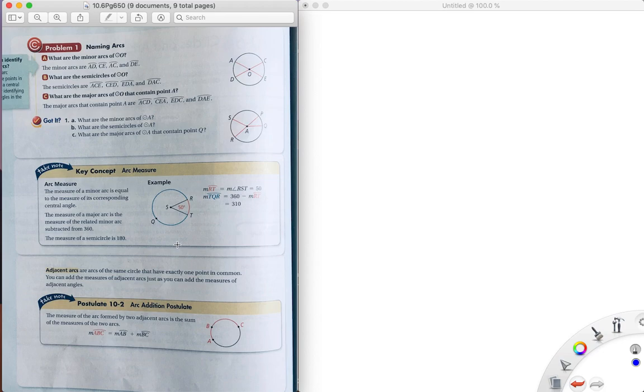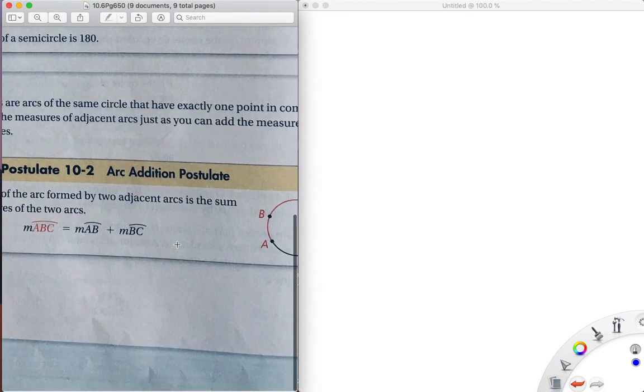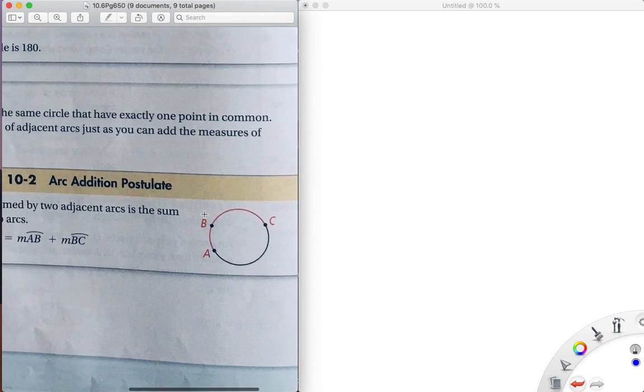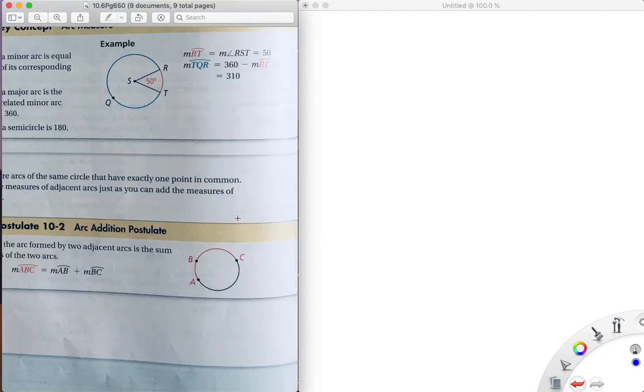Alright, arc addition postulate, that just means that if I have arc AB and arc BC, so this guy and this guy, if I wanted to know what they are in terms of the length, I can just add them together. I can add or subtract arcs from each other.